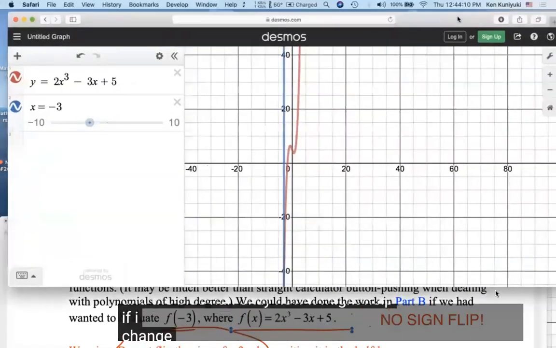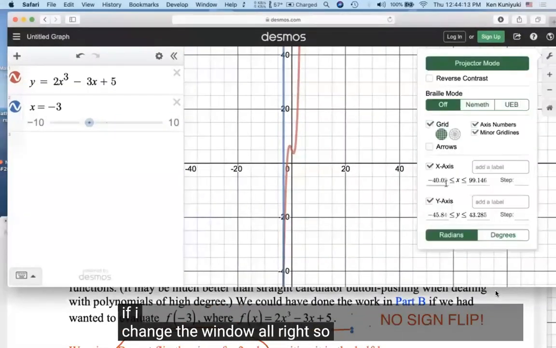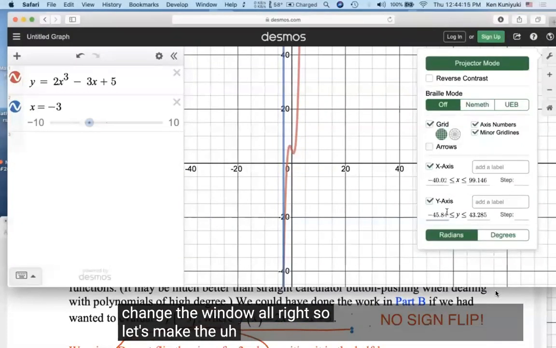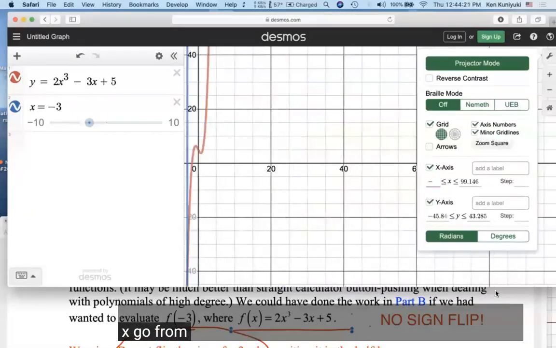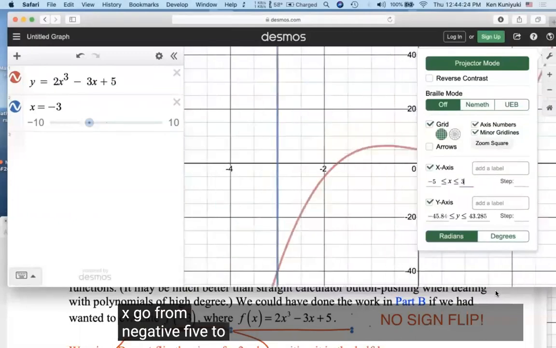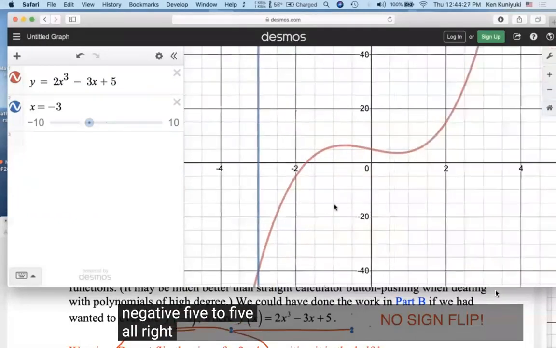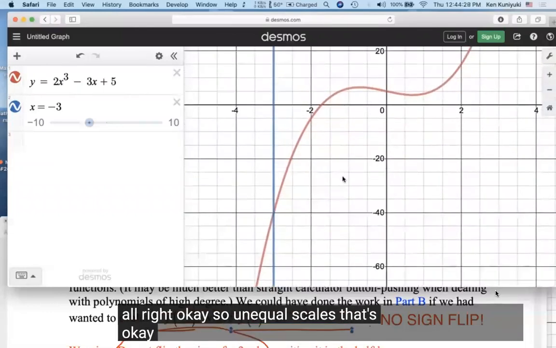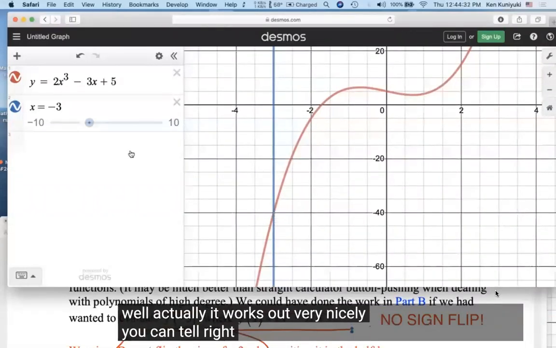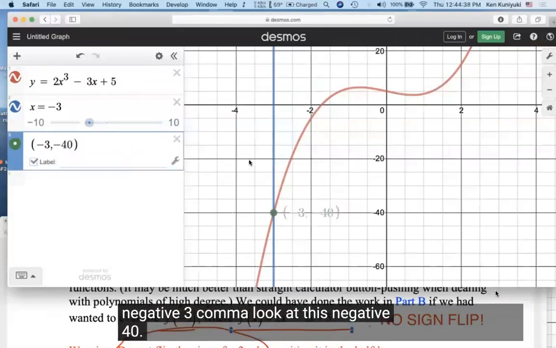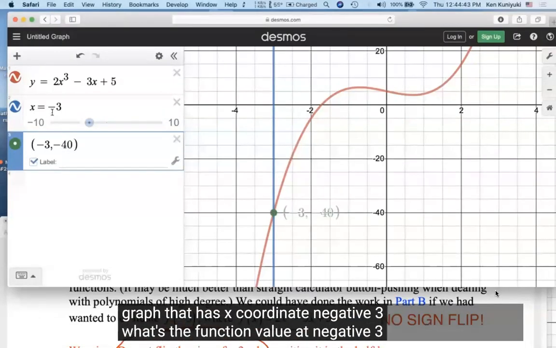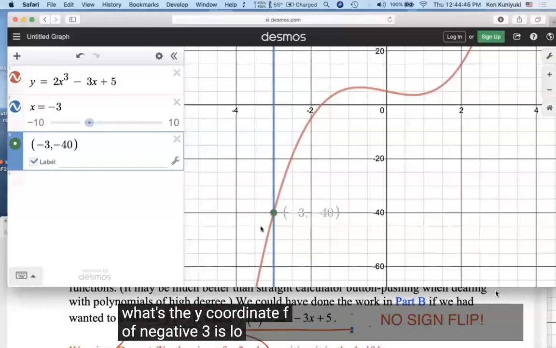Now it might help if I change the window. So let's make x go from negative 5 to 5. Okay, so unequal scales, that's okay. Well, actually, it works out very nicely. You can tell right now it's going to be negative 3, comma, look at this, negative 40. So I want to know the point on this red graph that has x coordinate negative 3. What's the function value at negative 3? What's the y coordinate? F of negative 3 is, lo and behold, negative 40. That's the y coordinate at this point.